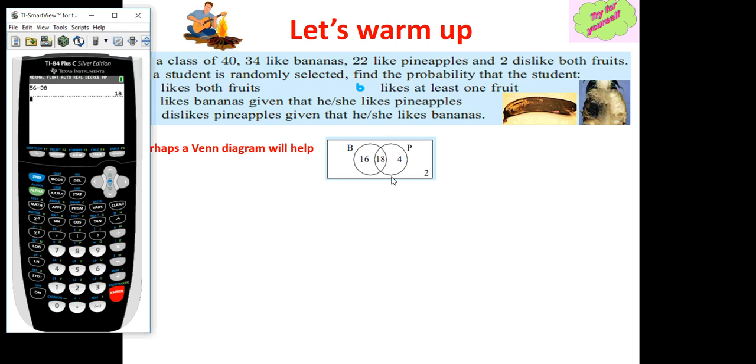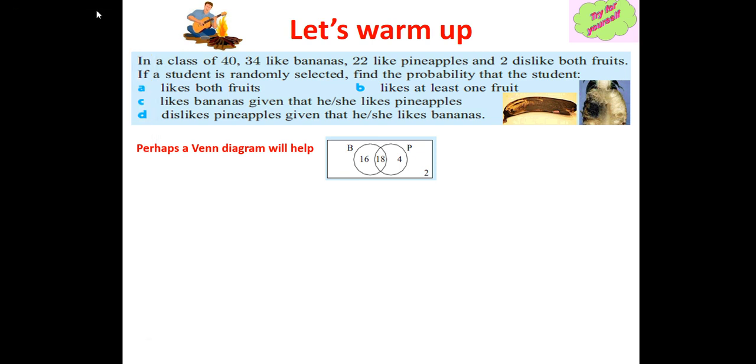So if there's 22 in total that like pineapples, then there must be 4 here, because these two add up to 22. If there's 34 in total that like bananas, this must be 16, because 16 plus 18 is 34. Then check that, does it make sense? Does that plus that plus that plus that equal 40? And yes, it does. And so that helps us to work out the probabilities.